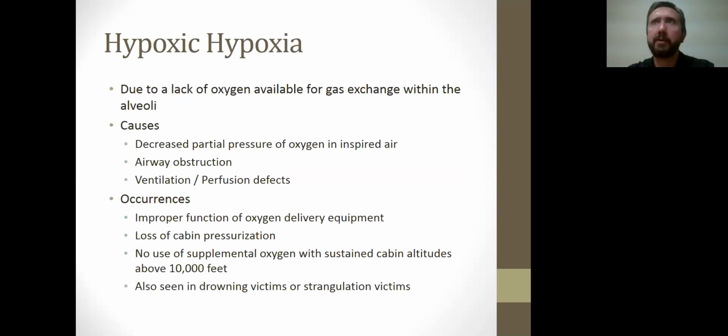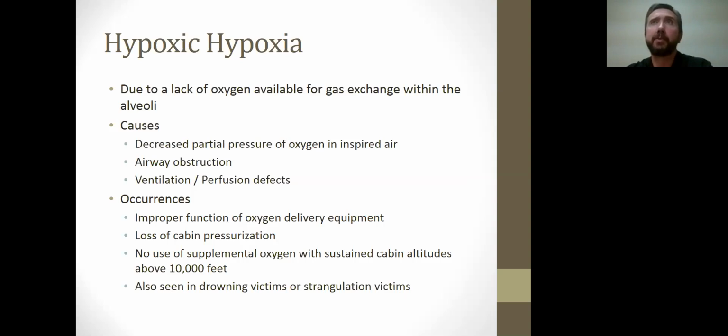Cardiac patients are typically affected by hypoxia. So basically, this is a result of insufficient oxygen available to the lungs. This can be due to a blocked airway, a drowning, or a reduction in partial pressure, such as we'll see at higher altitudes, which is how this applies to us in the flight industry.